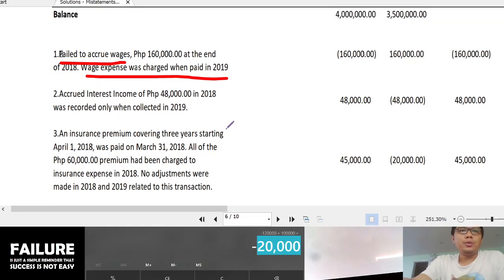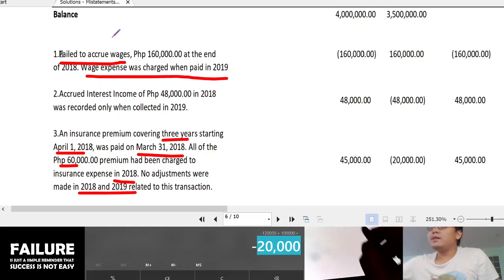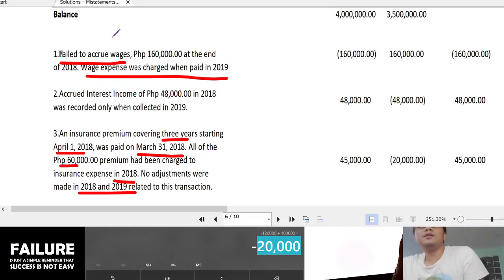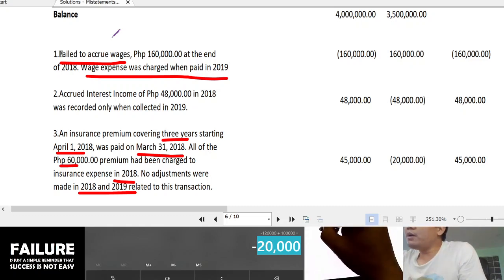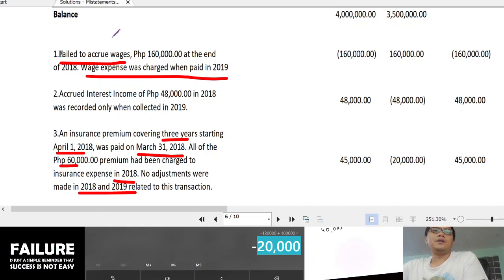An insurance premium covering 3 years. Now, remember ha? 3 years. Starting April 1, 2018. Was paid on March 31, 2018. Lahat daw ng premium na to, chinarge mo as expense in 2018. Walang ginawang adjustment in 2018 and 2019. So, the point is, di ba, this is a prepaid expense amounting to 60,000. Which, basically, applicable daw in 3 years.